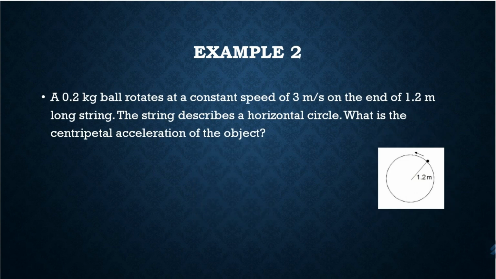Example 2: a 0.2 kilogram ball rotates at a constant speed of 3 meters per second on the end of a 1.2 meter long string, forming a horizontal circle. What is the centripetal acceleration? Using the formula for centripetal acceleration, a_c is v squared over r. We substitute v is 3 and r is 1.2 meters. Calculating, we get 3 squared over 1.2, and the answer is 7.5 meters per second squared.